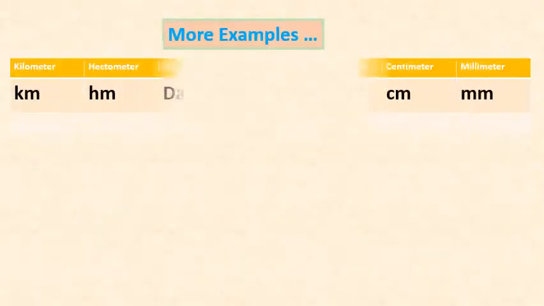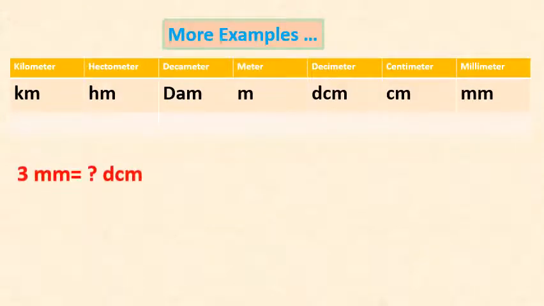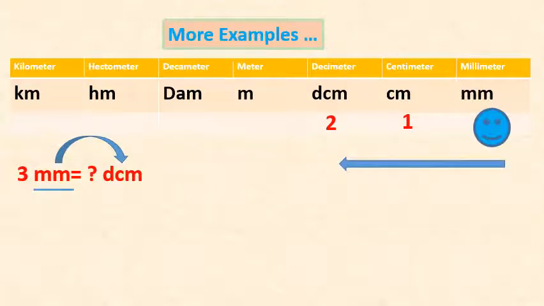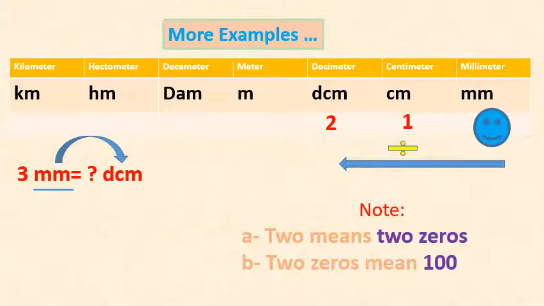Another example, and this is the table, and the question is 3 millimeters equals how much in decimeters? So where are we standing in the table? In millimeters. Where are we moving to? Decimeters. So that would be a smiling face in millimeters. Let's start counting. 1, 2. 2 means what? 2 means 2 zeros. Now we're moving backwards in the table. It means what do we have to do? We have to divide by how much? By 100.